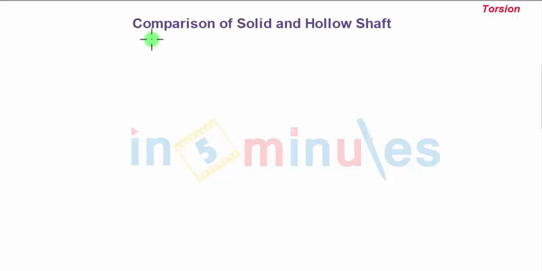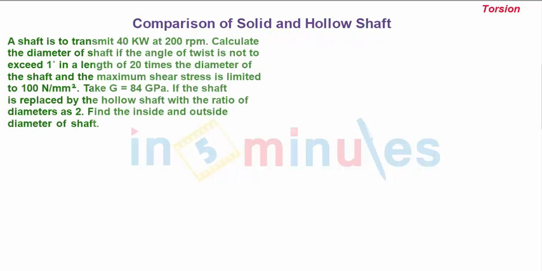We take a problem on torsion and we take a problem on comparison of solid and hollow shaft. Our problem statement is: a shaft is to transmit 40 kW of power at 200 rpm. Calculate the diameter of the shaft if the angle of twist is not to exceed 1 degree in a length of 20 times the diameter of the shaft, and the maximum shear stress is limited to 100 Newton per mm square. Take G of the shaft material as 84 gigapascal.